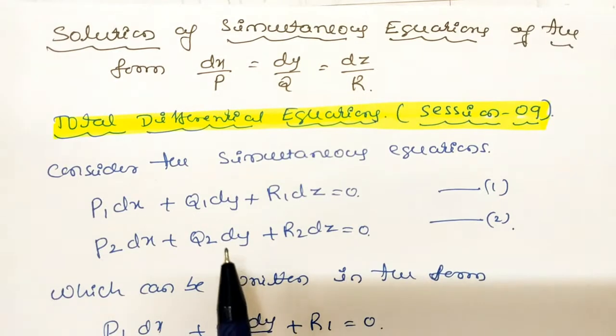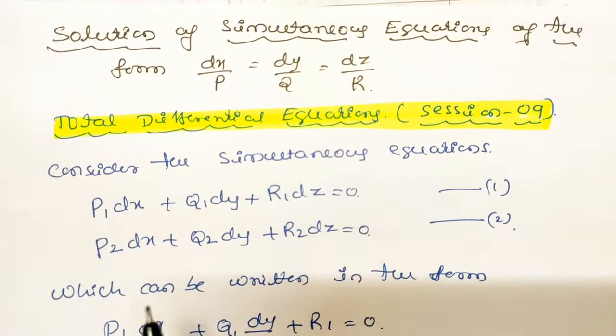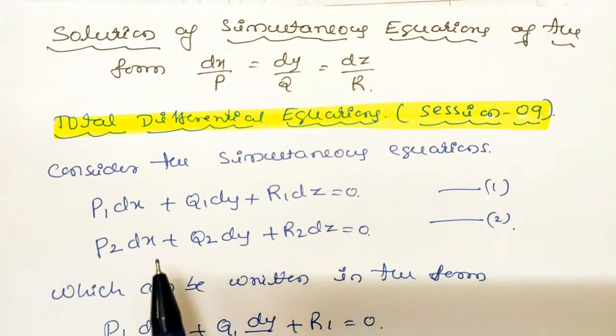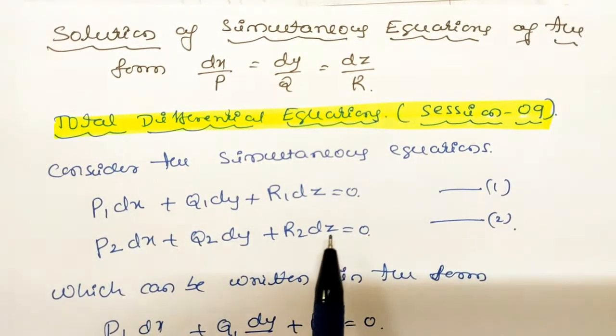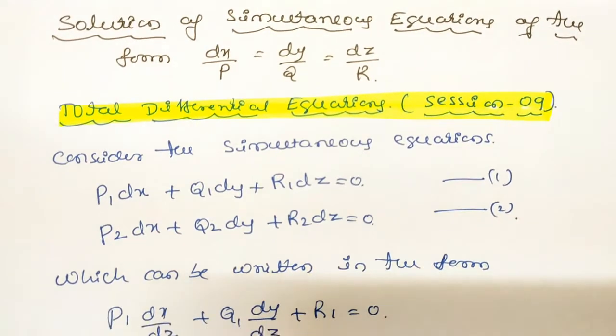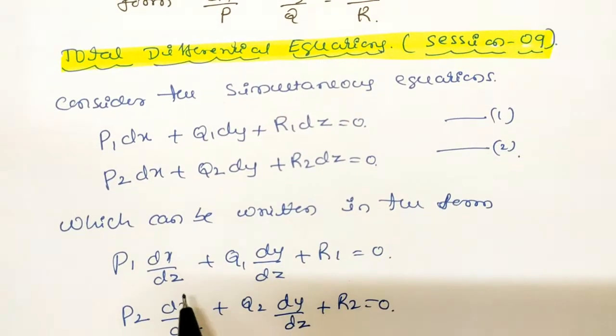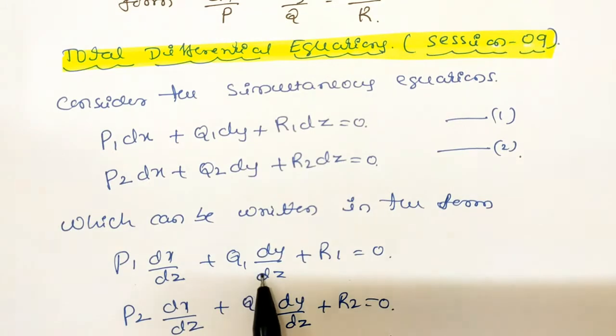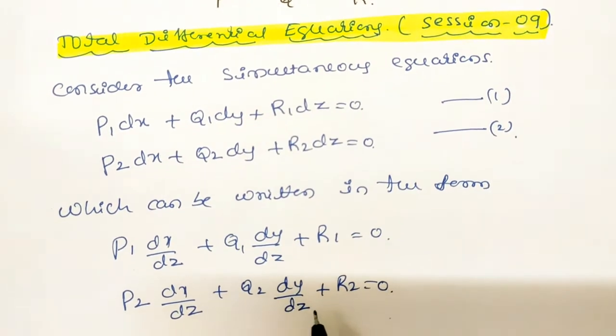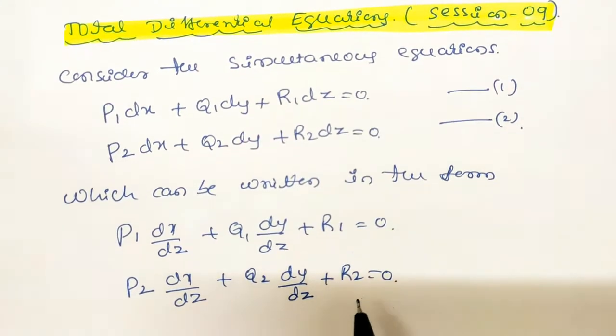p1 dx plus q1 dy plus r1 dz is equal to 0, first equation, and p2 dx plus q2 dy plus r2 dz is equal to 0 as second equation, which can be written in the form of, dividing each by dz. So we have here p1 dx by dz plus q1 dy by dz plus r1 is equal to 0, and p2 dx by dz plus q2 dy by dz plus r2 is equal to 0.